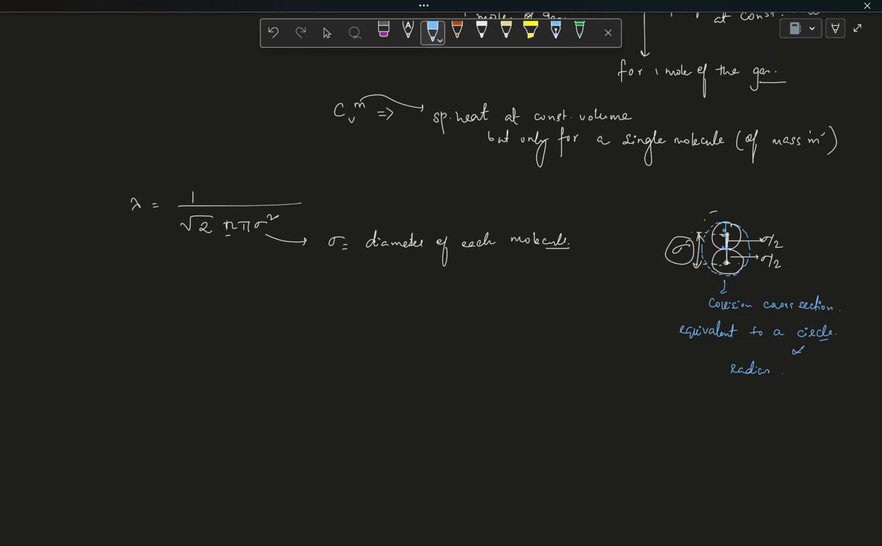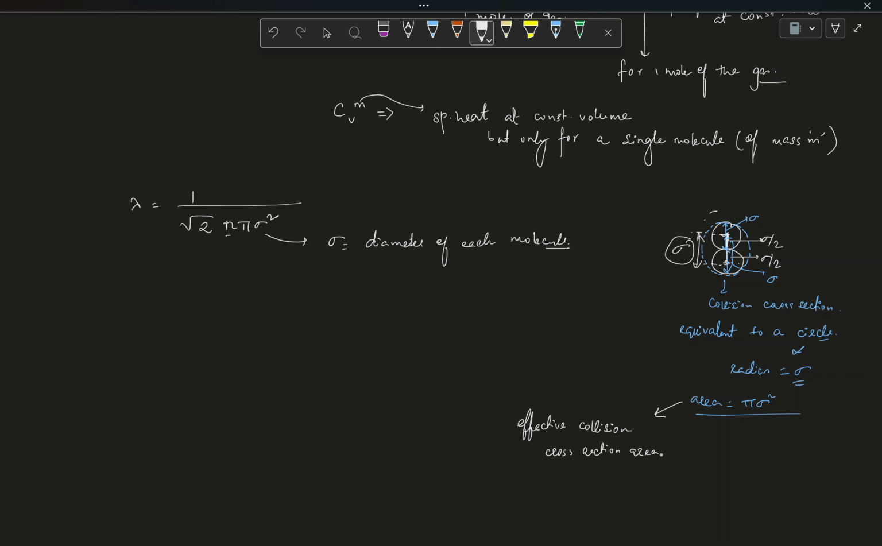So this whole thing is sigma, and this whole thing is also sigma, so this in between thing is also sigma. Just try to get the idea that it has a radius of sigma. Then the area of that circle will be simply pi times sigma squared, because that is the radius. This is the effective collision cross section area, because whatever molecule comes inside this area will have the maximum probability to have a collision with the other molecule.